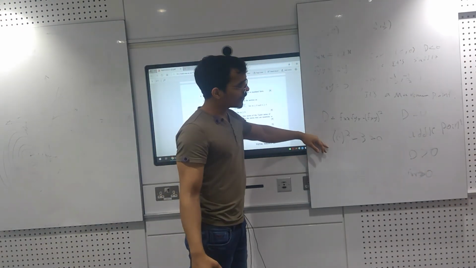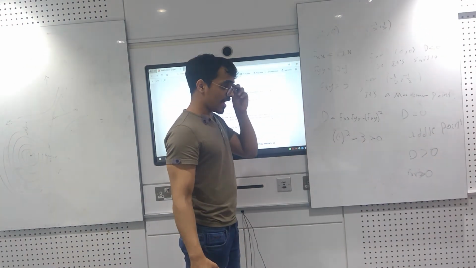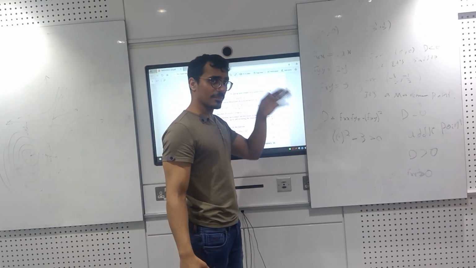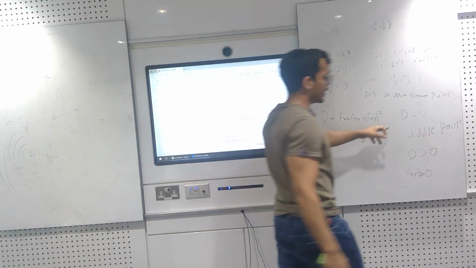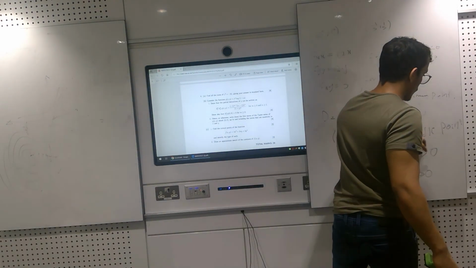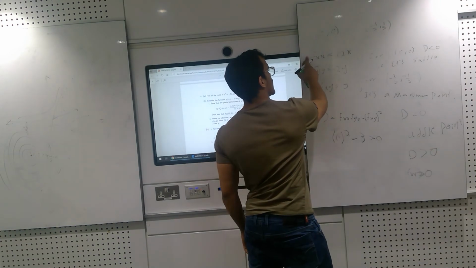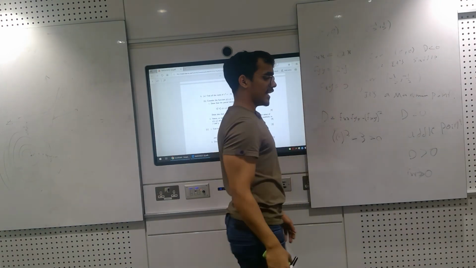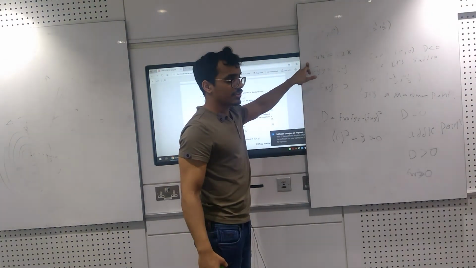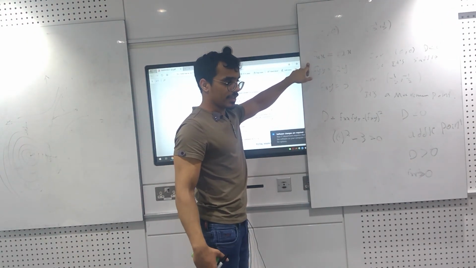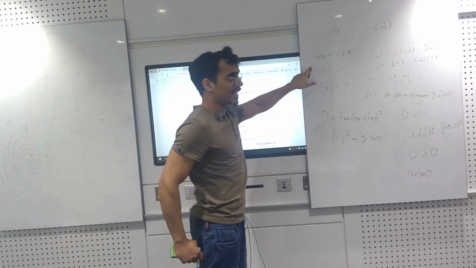Apply this matrix, the Hessian matrix. If d is less than 0, then it's a saddle point. If d is greater than 0, then it's either a maximum or minimum, so you have to see the value of fxx. If fxx is greater than 0, it's a minimum. If fxx is less than 0, it's a maximum point.